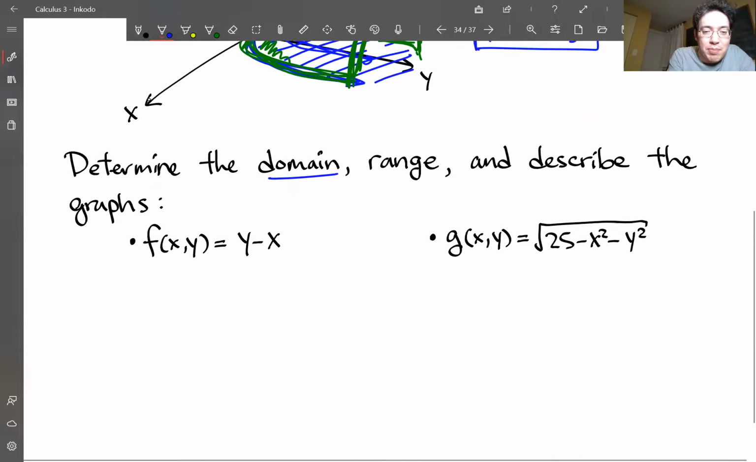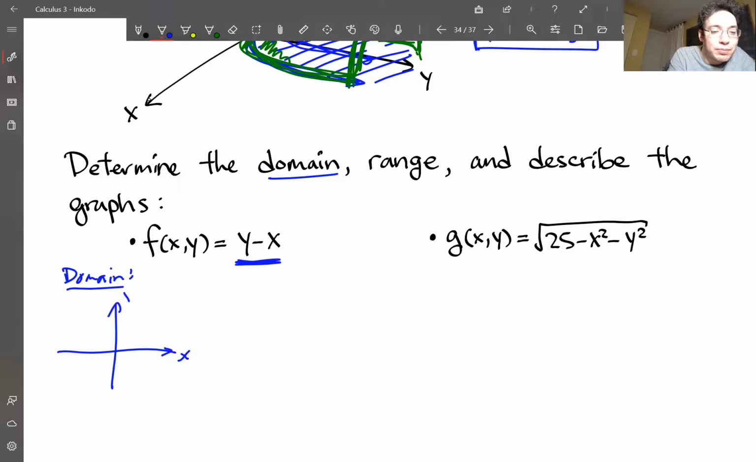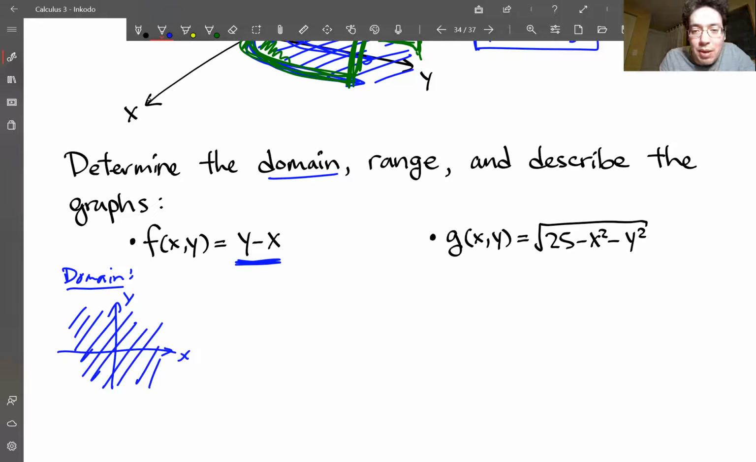You can plug in any real number x and y here, and you could subtract them. So the domain is everything. Okay, so the range is also everything, right? And then describe the graph.